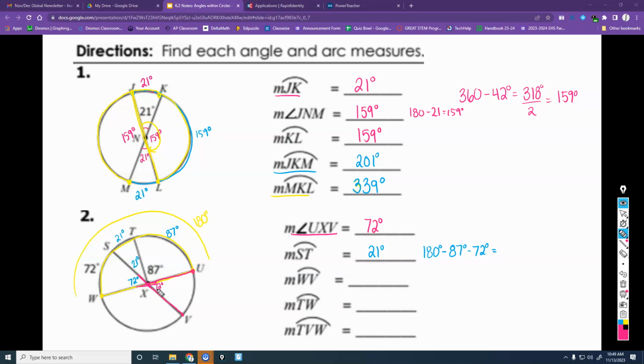You also could do 180 minus 21 minus 87. If they weren't straight lines, you could do that, but you don't need to here. All right, so then I've got WV.